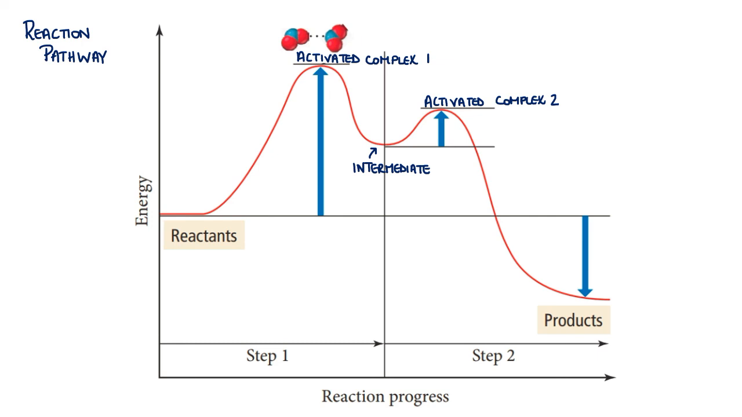So step 1 has an activation energy, then we have our intermediate, then step 2 has another activation energy, and then we have our products. That first step has its own activation energy, EA1, and the second step has its own activation energy, EA2. Each step, by the way, has its own activated complex as well. Remember that super unstable molecule with the weakened or twisted bonds? This reaction, by the way, is exothermic because the products have less energy than the reactants.